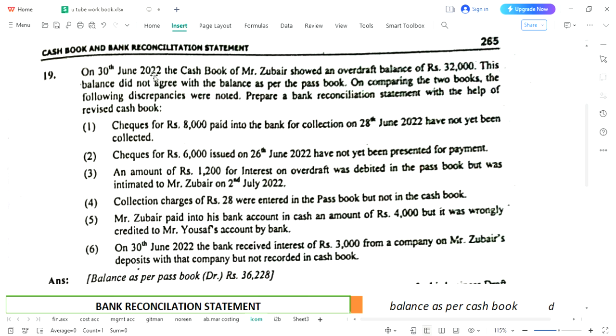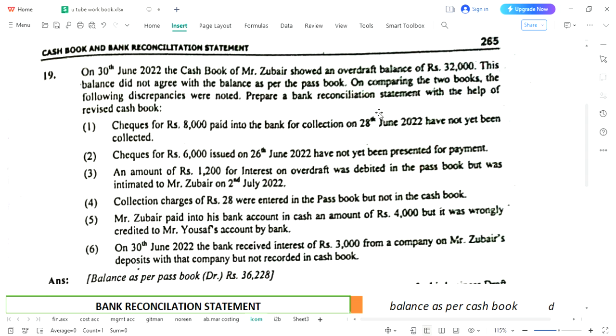Today's target is to solve question number 19, and the chapter we are related with is bank reconciliation statement, and you can see here: prepare a BRS. So we need to create a statement as usual.